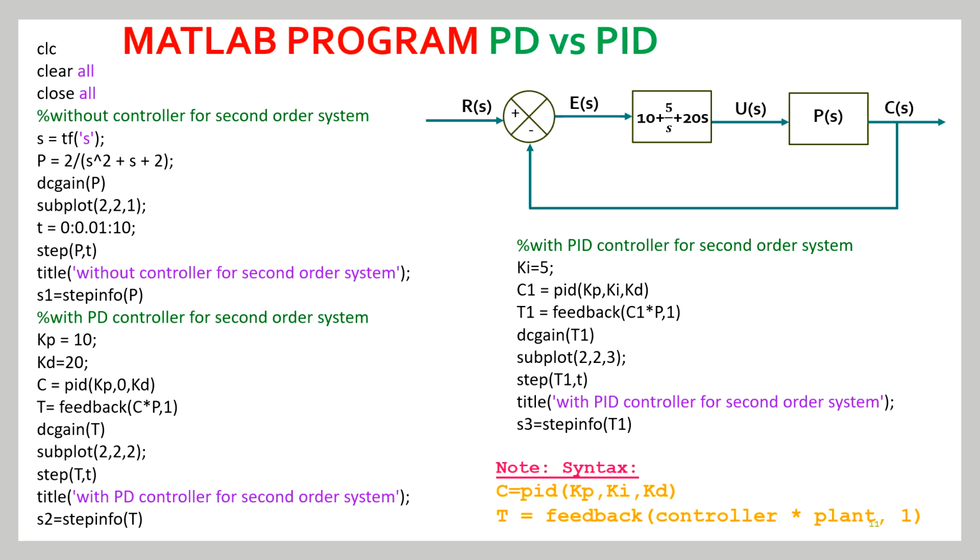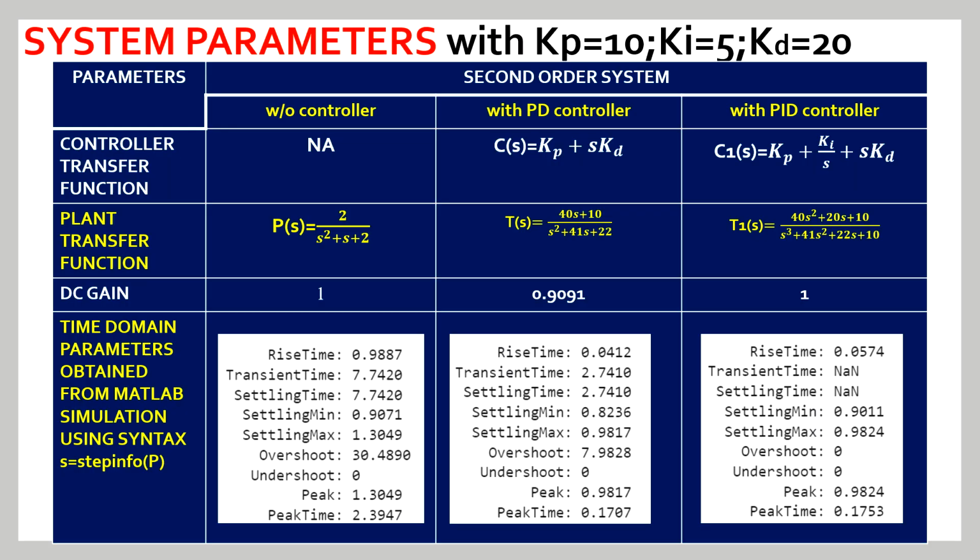Let us cross check our concept with PD versus PID. Initially the portion without controller is the same. Then the program is called, and here you can observe C is equal to PID of Kp, 0, Kd. This command operates only a proportional derivative controller. Then the output is printed. Again, the PID controller is called and the output is printed. Let us write the results here. First is without controller, then the next one is the PD controller.